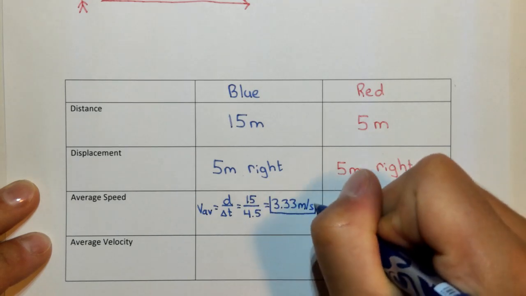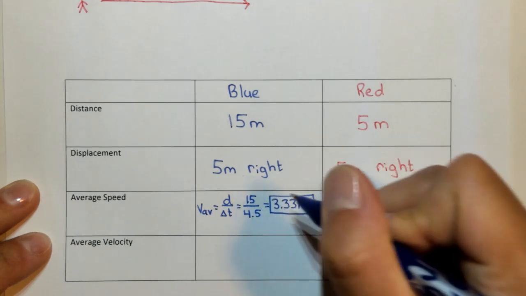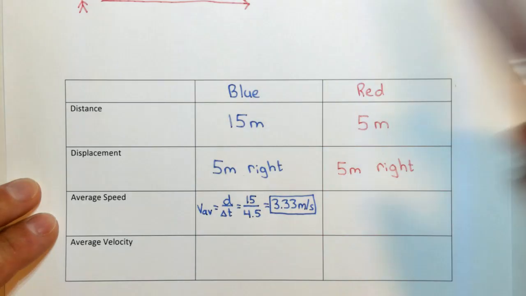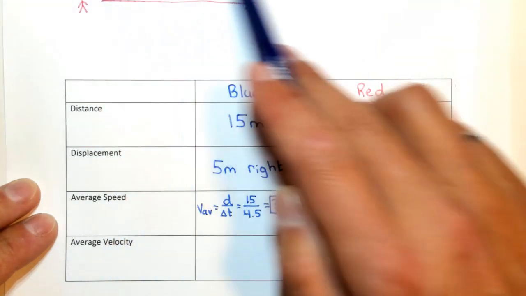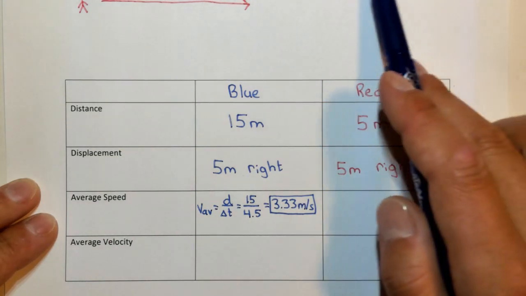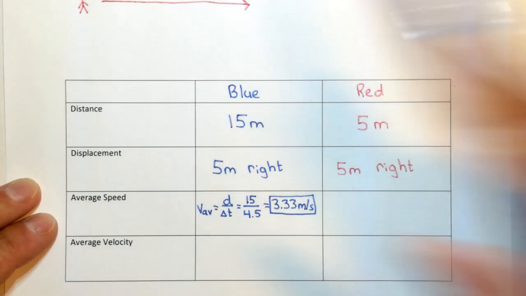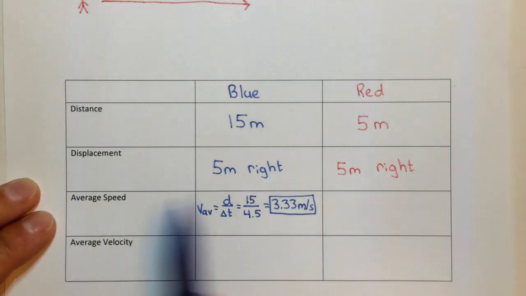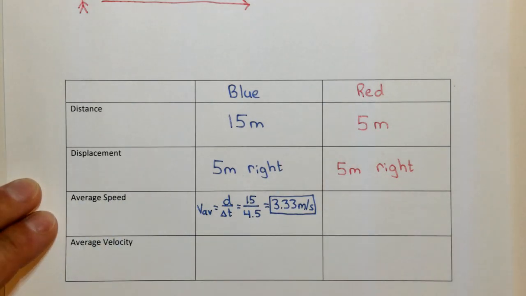So blue's average speed is 3.33 meters per second. Again, blue's speed will be different. He'll start slow, he'll speed up, he'll slow down here, he'll speed up again, and then he'll come to an abrupt stop at the finish line. So it's hard to say blue's speed is this, but we can say what blue's average speed is.